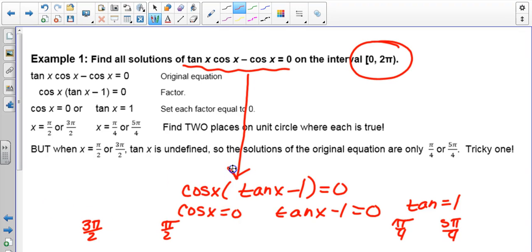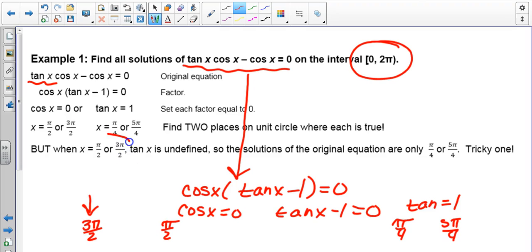This is a very tricky question because at this spot here, when we said the cosine was 0, look at that spot at 3 pi over 2. Can I put a tangent value in at 3 pi over 2? Tangent would be 1 over 0, would be undefined. So, when we plugged 3 pi over 2 in, we'd get undefined times 0 minus 0 equals 0. You and I would kind of go, yeah, that's probably okay. But whenever there's an undefined, it's just undefined. You can't do it.